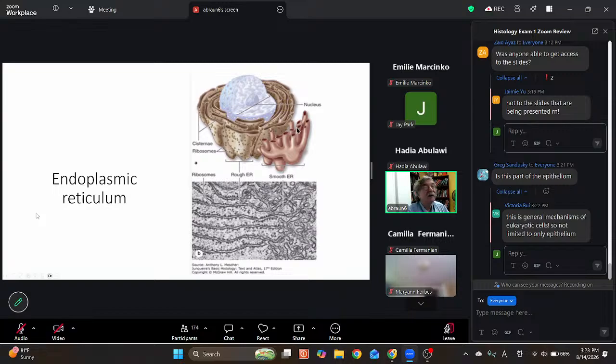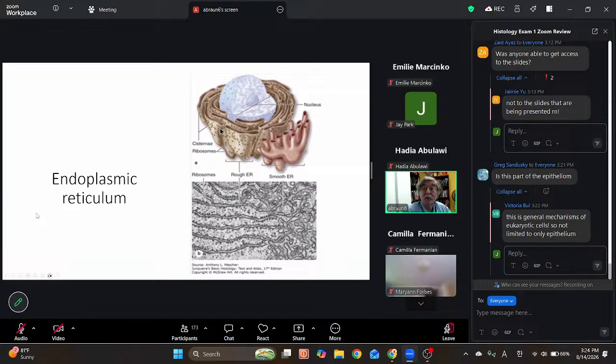Now, rough endoplasmic reticulum is rough because on the surface of these flattened sacs or cisternae are many ribosomes. Ribosomes are particulate in their appearance. They look like small granules on electron microscopy. They're too small to see on light microscopy, but you can see them quite nicely on electron microscopy, and that's what you're seeing right here, rough endoplasmic reticulum. And you see that here in the diagram as well.